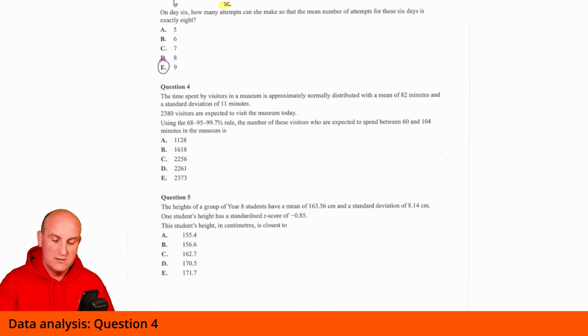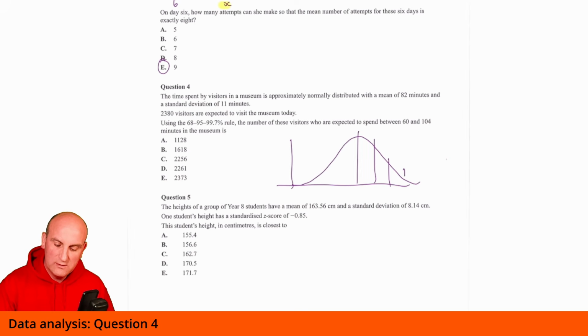The time spent by visitors in a museum is approximately normally distributed with a mean of 82 minutes and a standard deviation of 11. Now, whenever I do these questions, I always draw a bell curve. Always draw a bell curve. Now, I know different textbooks do it in different ways, but there we go. So there's my bell curve. Very, very happy. Mean of 82.